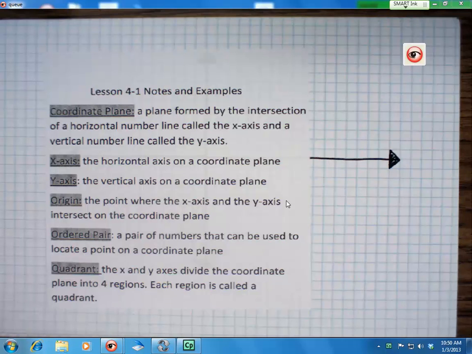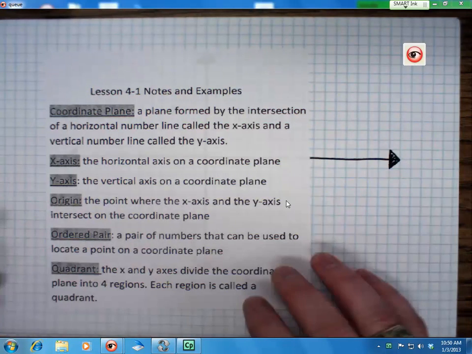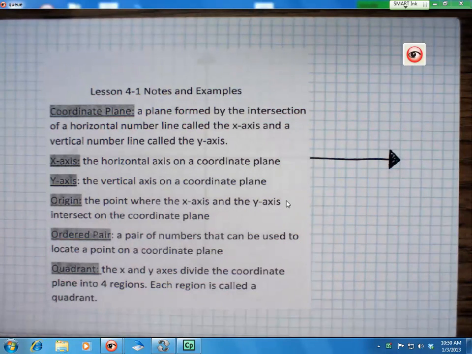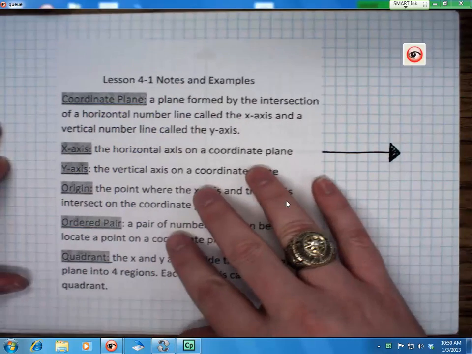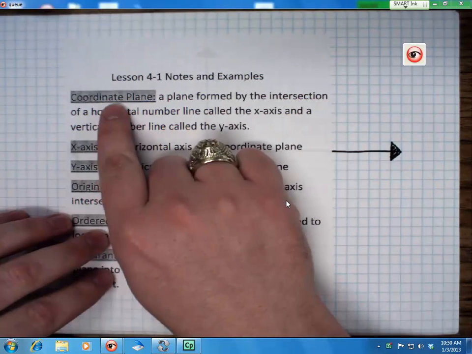Now, just like I said, today we are going to be working on lesson 4-1, which is the coordinate plane. Okay? The coordinate plane, you guys are familiar with. Last year, you know that we have our axes and everything else, and I'll show you that after we go over our vocabulary. The first vocabulary word we have here is coordinate plane.